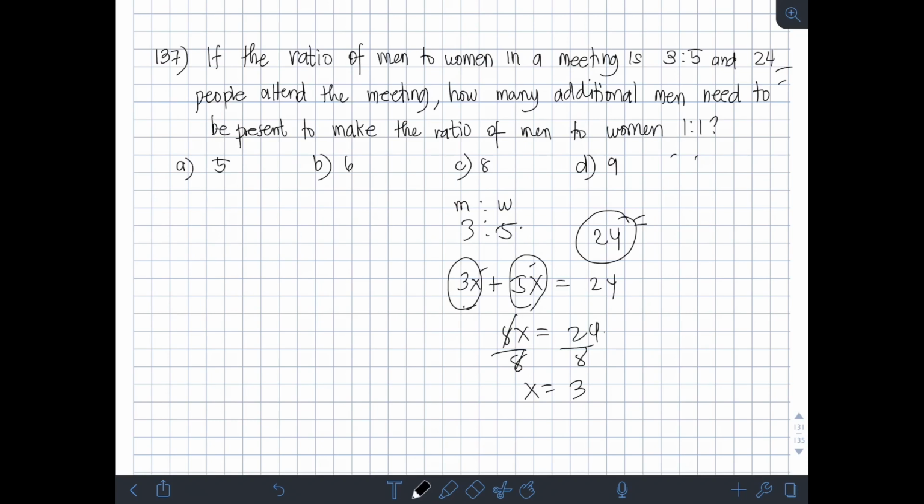So, therefore, yung total attendees na men is 3x, which is yung x is 3, equal to 9. So, ito yung men. Tapos yung women, 5 times 3 din, 5x or 15. So, therefore, meron palang nag-attend na 9 men at 15 women. So, para maging equal sila or ratio is 1:1, ilan pa dapat umattend na men? So, 15 minus 9, 6, right? So, para equal na silang 15, ratio nila is 1:1. So, the answer is B, 6.